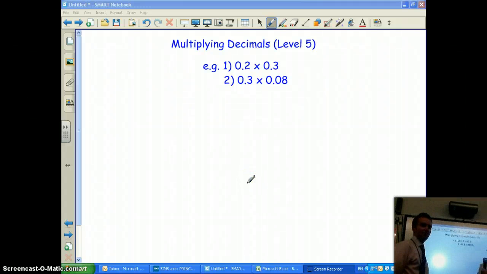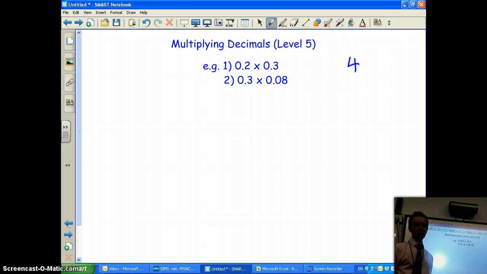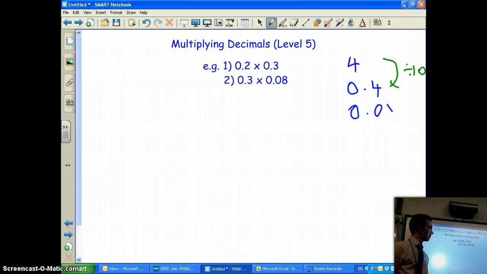Okay, today we're going to look at multiplying decimals, which is a level 5 topic, starting with some basic ones and getting a little bit harder. A quick thing we need to think about first of all is dividing through by powers of 10. So if we've got 4 and we want to get to 0.4, I want you to think about what we can divide by to get there. Hopefully from previous lessons you'll realise it's just dividing through by 10. And if we want to go down one more to 0.04, we're dividing through by 10 again. So just keep that in mind.